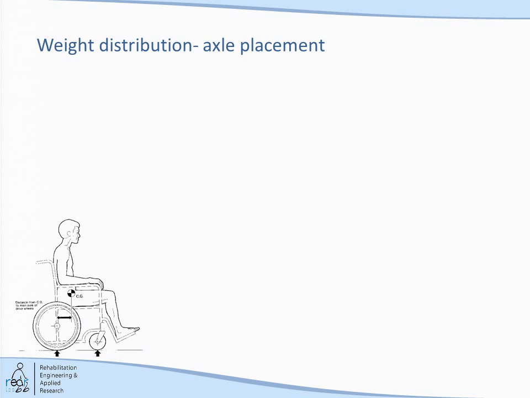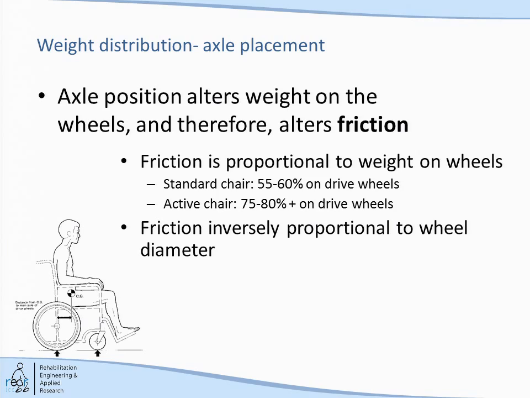Now, weight distribution is also affected by axle placement, okay? Anytime you change the mass on wheels, you change the friction of those wheels on the surface, because friction is directly related to the normal force of the object on the surface, period, right? You can't get away from that. That's life, okay? So if you look at standard chair setups, they're about 55 or 60%, okay?